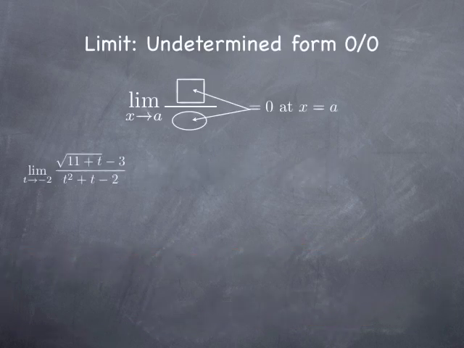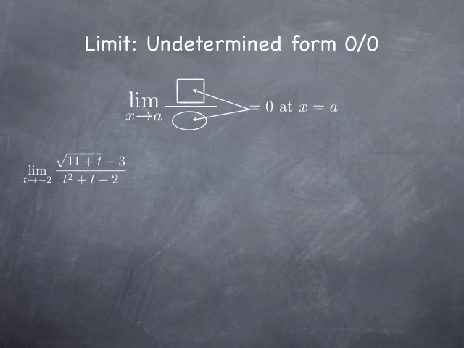Let's look at a different kind of example now. The limit, as t is approaching -2, of square root of 11 plus t minus 3, all this divided by t squared plus t minus 2. First thing we try to do is plug t equal -2 in this expression and see what we get. At -2, root of 11 plus t is root of 9, in other words 3, so I get 0 at the top. T squared is 4, so I get 4 plus minus 2, so that's 2 minus 2, 0, so I get 0 at the bottom again.